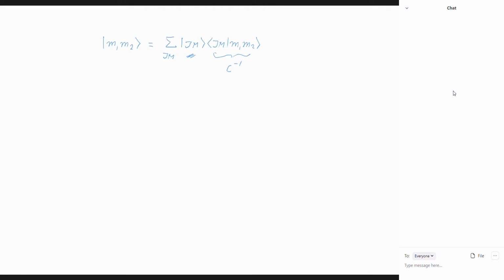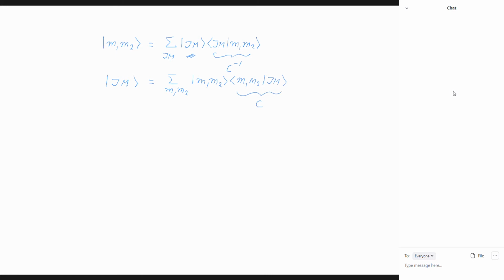And of course, we have the reverse relation. We can also write it like this. That is just a unit operator, and we just put J, M here. So these are just the Clebsch-Gordan coefficients.